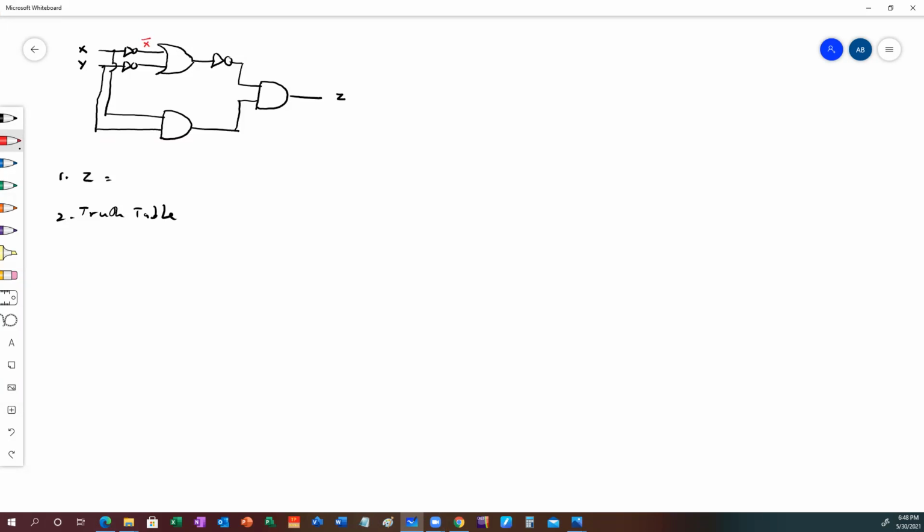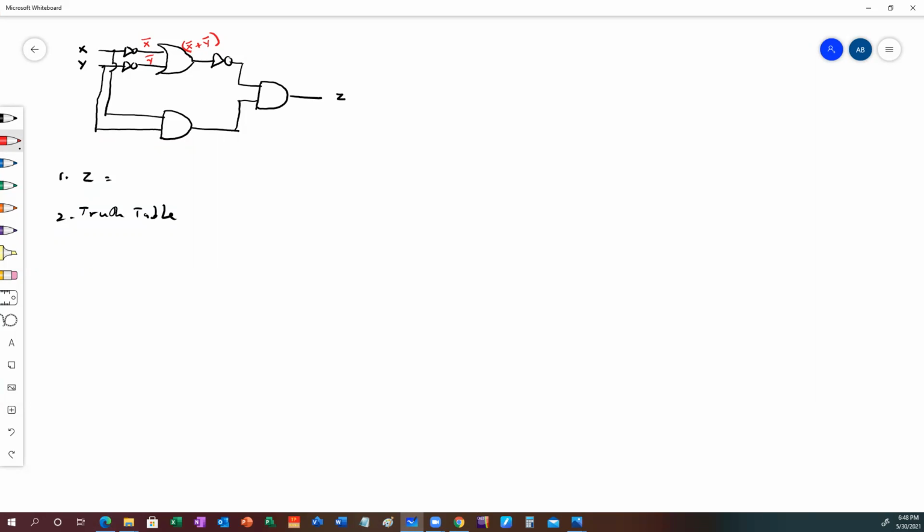Up here you get X bar. Here you get Y bar. Then here you get X bar OR Y bar. As it's an OR gate, you have to put a bracket. It should be within brackets. That is compulsory. Why? If OR gates occur before AND gates, then the expression that comes out of the OR gate should be within brackets. Otherwise it is wrong.